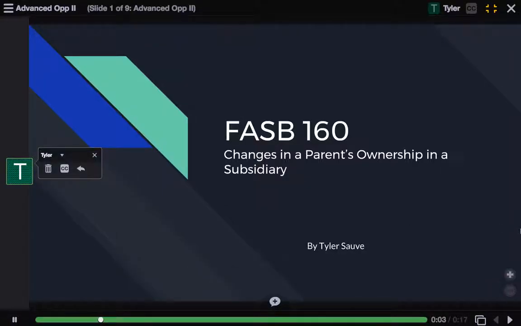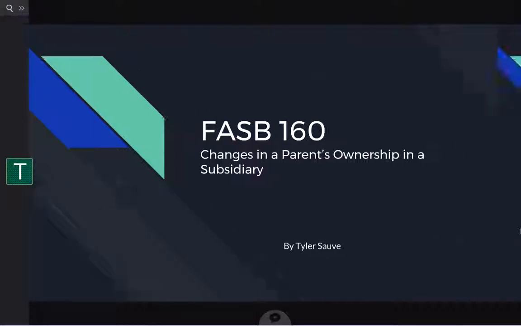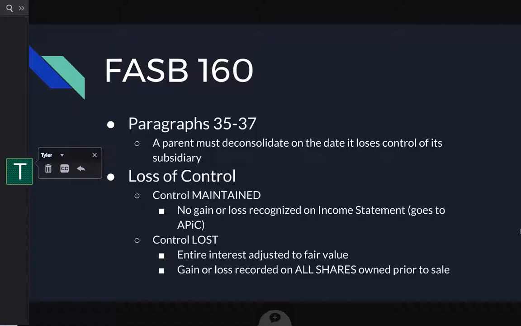Hey guys, this is Tyler, and today I'm going to be presenting on the portion of FASB 160 that discusses changes in a parent's ownership in a subsidiary, and I'll be focusing on what happens when a parent loses control of a subsidiary. The portion of FASB 160 that discusses this is paragraphs 35 through 37, which basically states that a parent must deconsolidate on the date it loses control of a subsidiary.